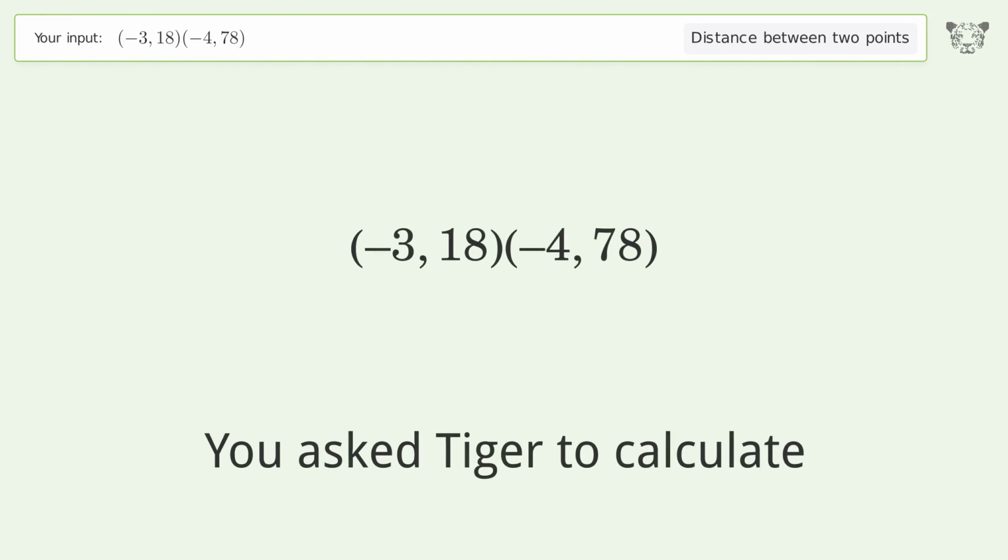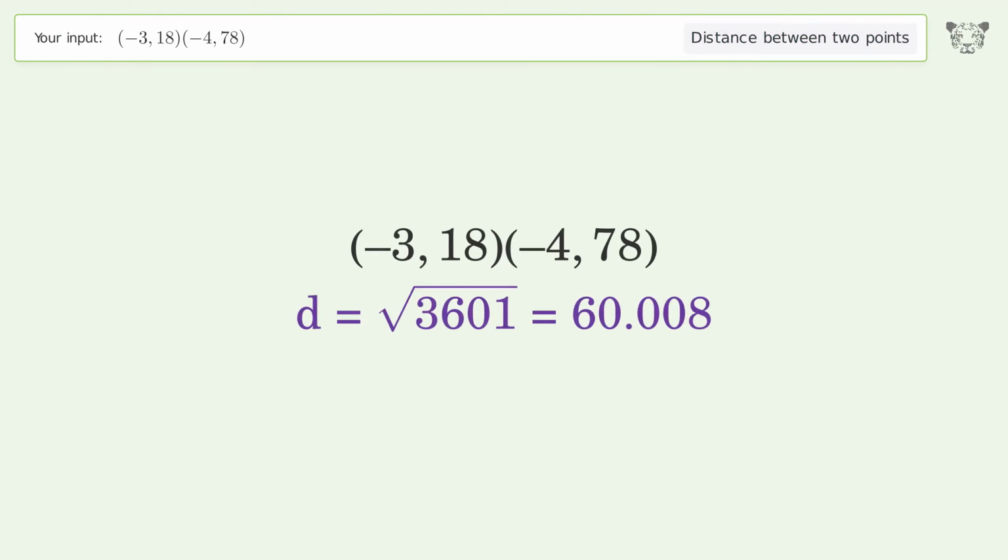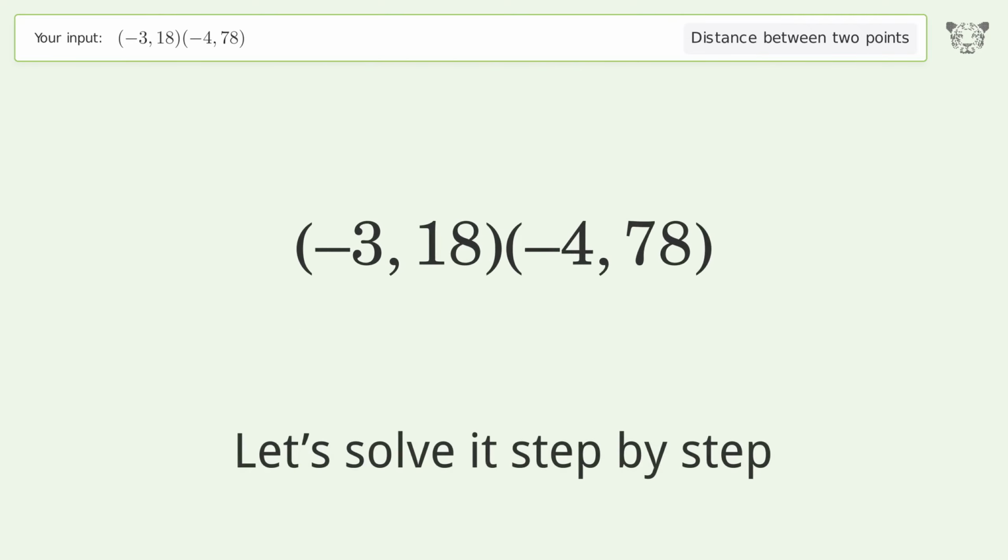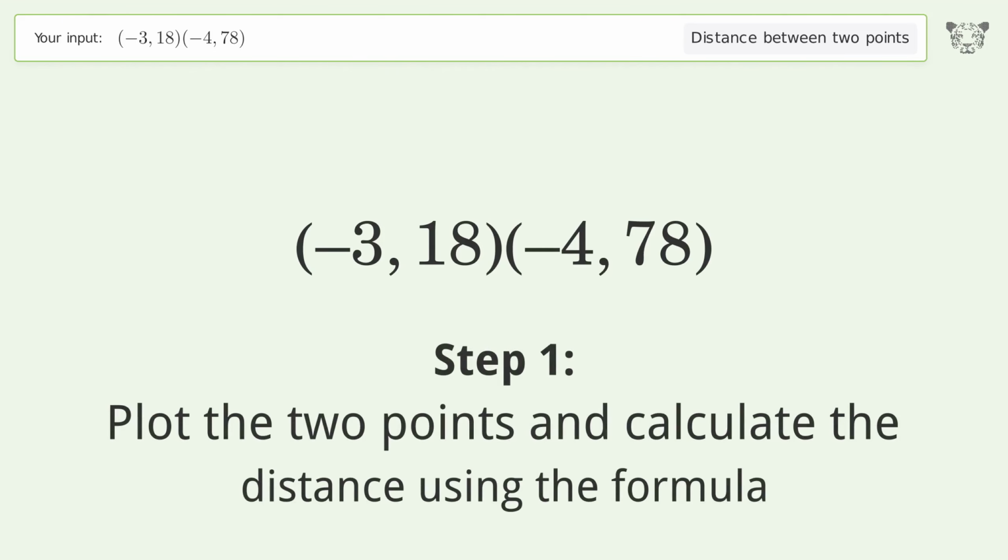You ask Tiger to calculate. This deals with the distance between 2 points. The distance between the 2 points is the square root of 3601, or 60.008. Let's solve it step by step. Plot the 2 points and calculate the distance using the formula.